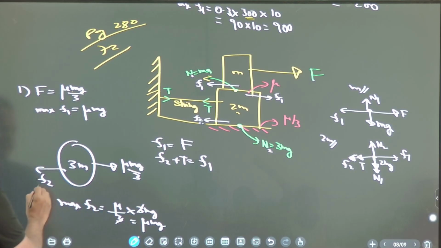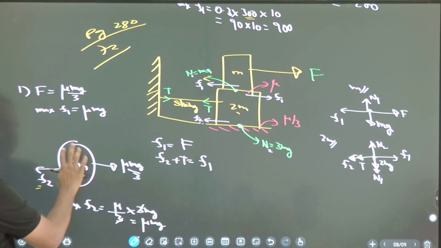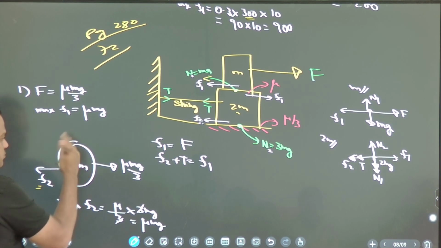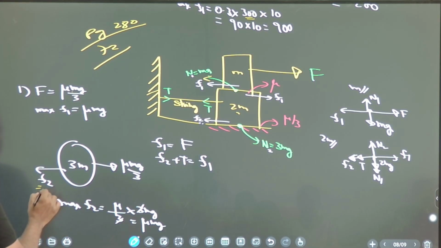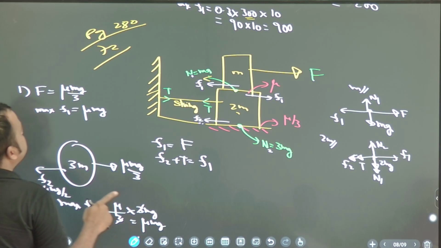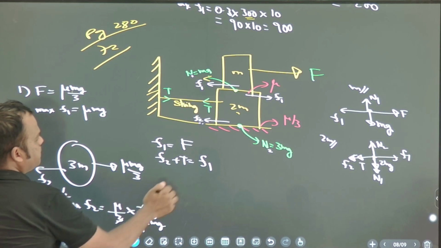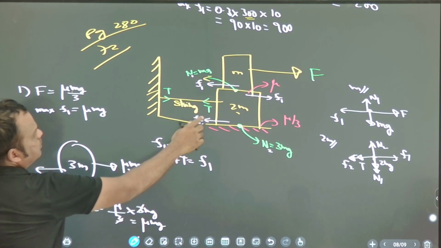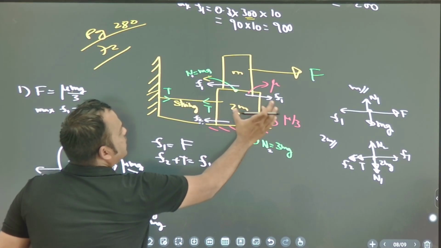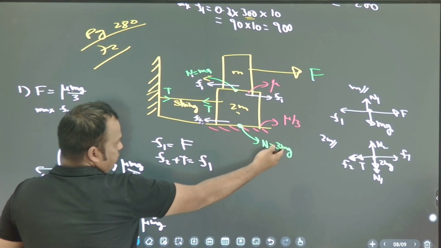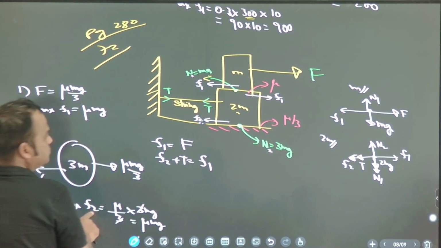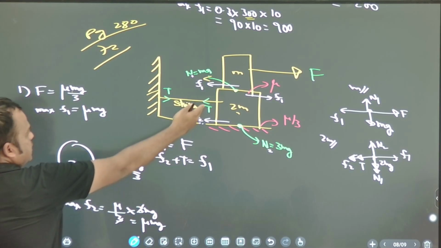So how much is F2? Tell me. The whole 3m is not moving, so what is F2? Mu mg by 3. Okay, understood? So F2 is mu mg by 3, and the 2m is not moving to the right because the friction is more, so tension will be 0.